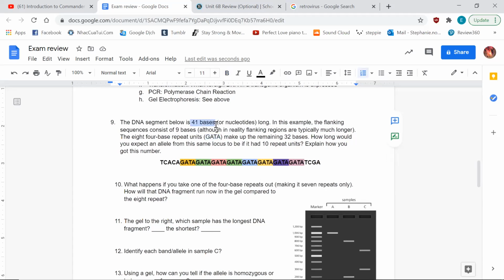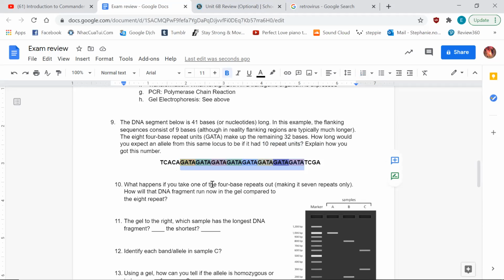Now, I know this is 41 bases, so I don't need to count. This is 41 bases wide. What it's asking is how long would it be, meaning how many bases long is it? I know that 1 unit is a GATA pattern. This is a unit, this is a unit, this is a unit. It's asking how long would this be if I had 10 repeat units? Right now, I have 8.